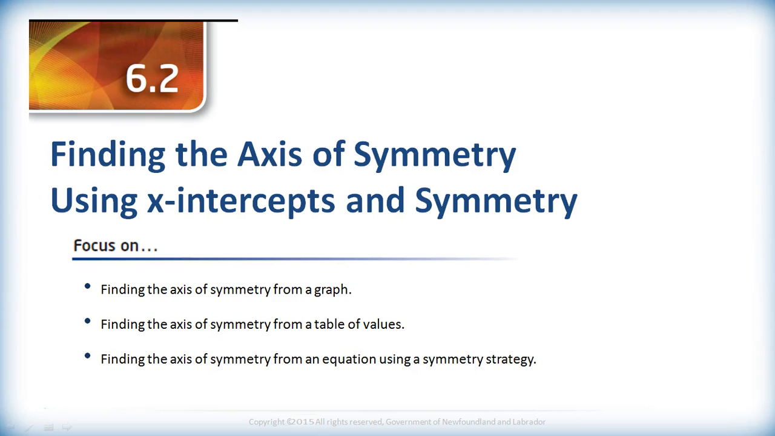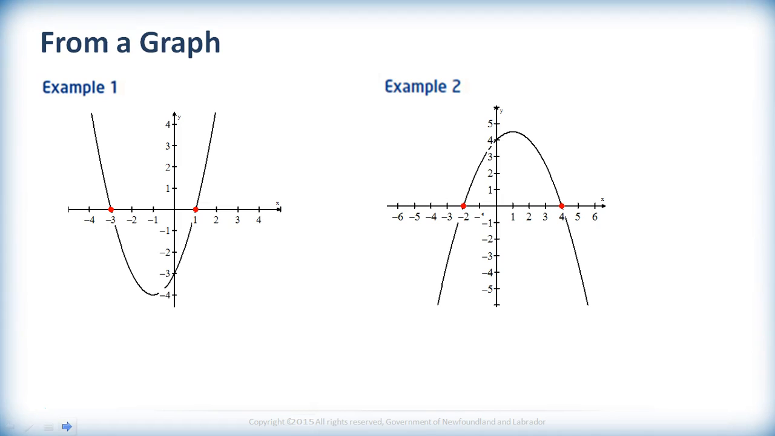So we're going to talk about finding the axis of symmetry by looking at a graph. We're going to talk about finding the axis of symmetry from a table of values, and then we're going to look at finding the axis of symmetry from an equation using a symmetry strategy. This part is kind of an optional thing, so many of you may not be doing this, but I'm going to put it in there just in case you are. If your teacher says you don't have to do it, please feel free to skip away.